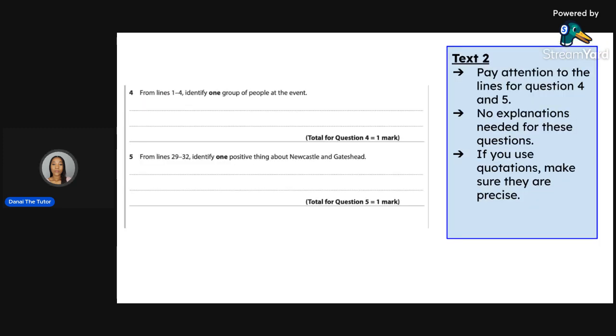Moving on from question 3, you now will be looking at text 2. And notice we're back to the shorter questions to familiarize yourself with that text. So pay attention to the lines for question 4 and 5, because you're given specific lines to look for your answers. And these are both worth 1 mark each. So no need for explanations for these questions. And again, if you use quotations, make sure that you are being specific.